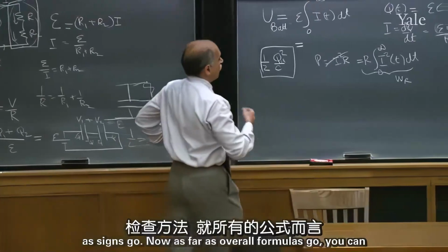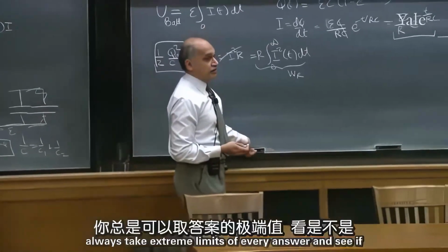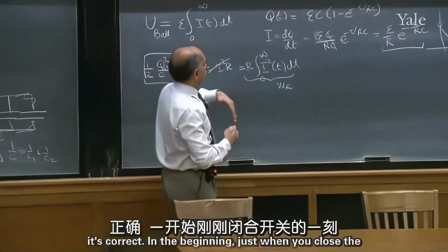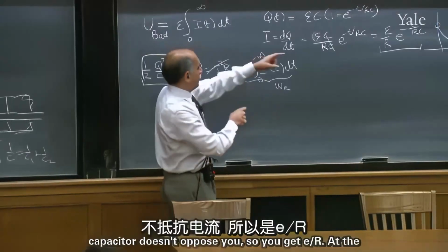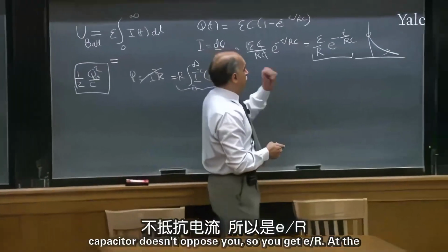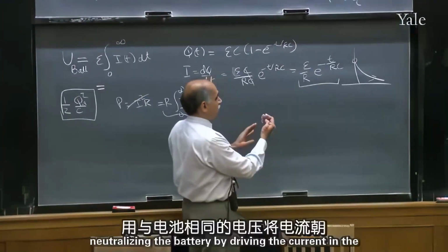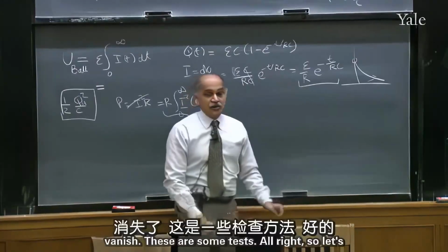Then as far as overall formulas go, you can always take extreme limits of every answer and see if it's correct. In the beginning, just when you close the switch, there's a battery, there's a resistor, the capacitor doesn't oppose you, so you get E over R. At the end of the day, the capacitor is fully charged, neutralizing the battery by driving a current in the opposite way with equal voltage, so the current should vanish. These are some tests.